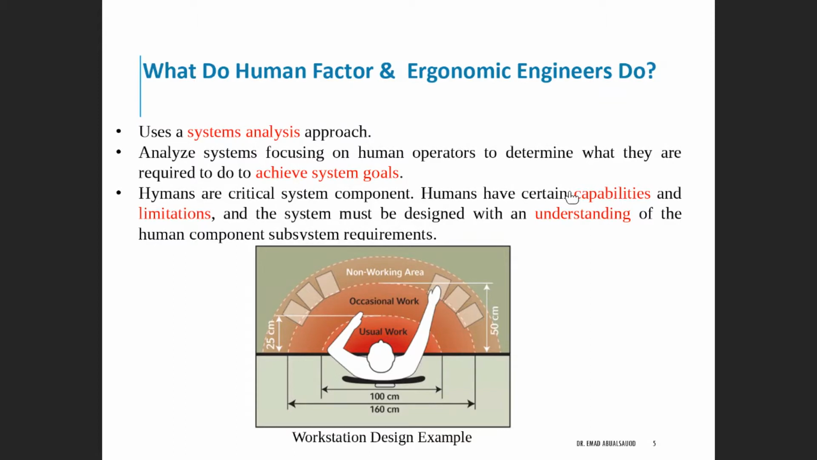There you will see the specification to understand or, let's say, have an absolute kind of constraints or limitation or tolerance. For the human, it's kind of wide and you have to study it in different aspects to understand it. The system must be designed with an understanding of the human component subsystems requirements, and that's why the human requirements are different than the machine's requirements.